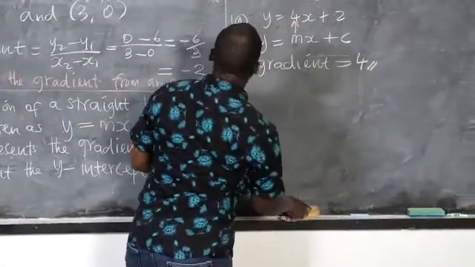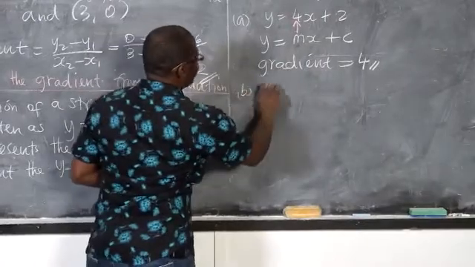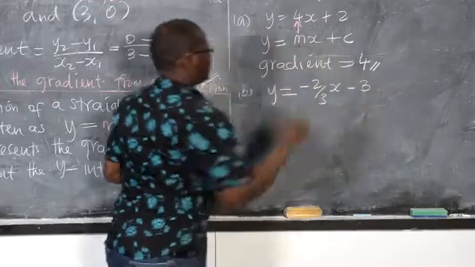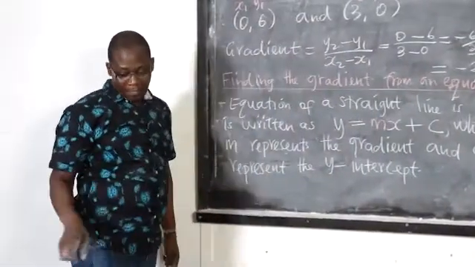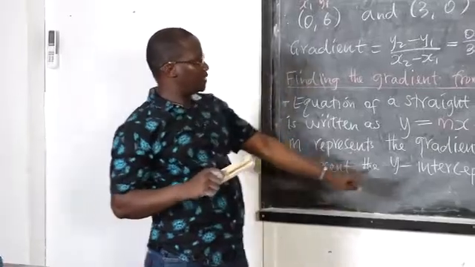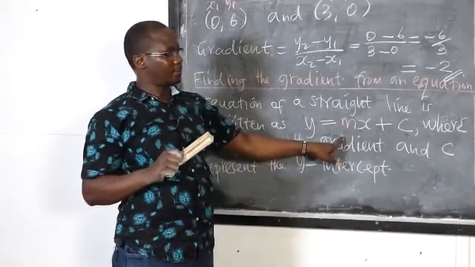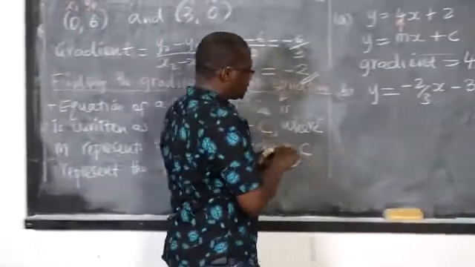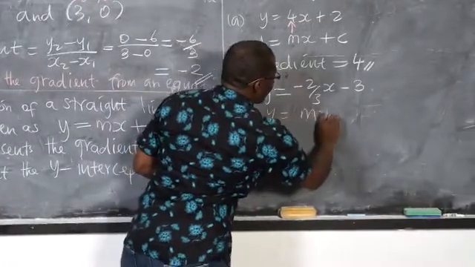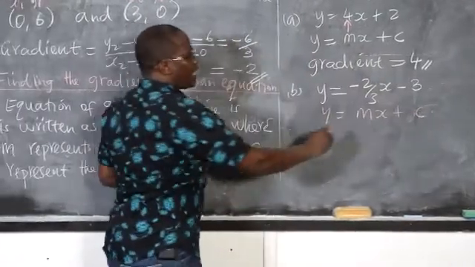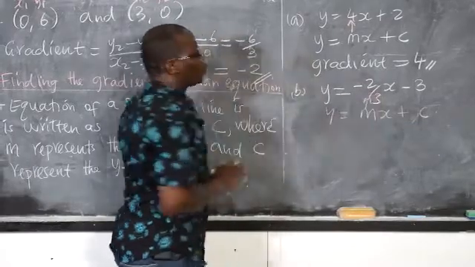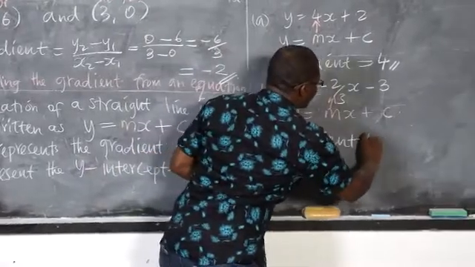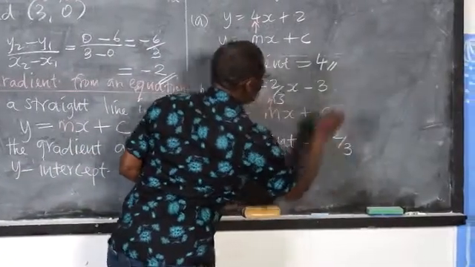So the second example, you can have y equals negative 2/3 x minus 3. Just like we said, for you to get your gradient, just check the number in front of x. It can be a fraction, it can be a decimal. So in this case, if you compare this with the equation of a line, mx plus c, you will see that m equals negative 2 over 3. Therefore, your gradient is simply negative 2/3. As simple as that.